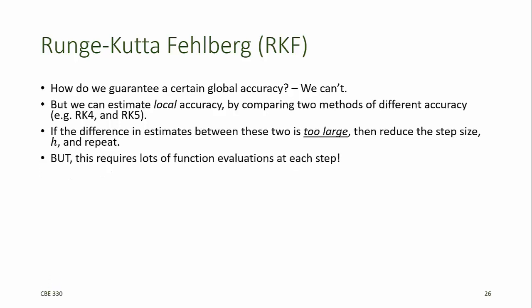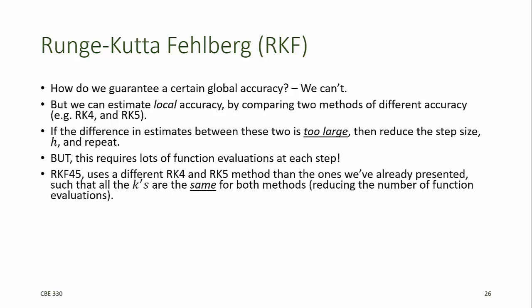Unfortunately, this requires a lot of function evaluations at each step, because if we were to use the classical RK4 method and, say, Butcher's RK5 method, we would need a lot of function evaluations because these all have different k's. The Runge-Kutta-Fehlberg 4-5 method uses a different RK4 and RK5 method than the ones that we've already presented, such that the k's that are used in the RK4 method are actually contained within the RK5 method. This reduces the number of function evaluations. These k's and the coefficients that define them are given on pages 320 and 321 of the methods textbook.